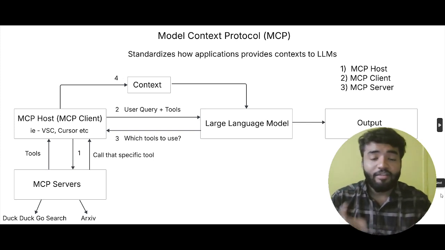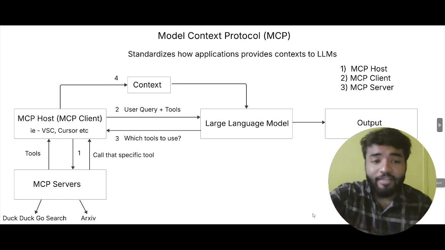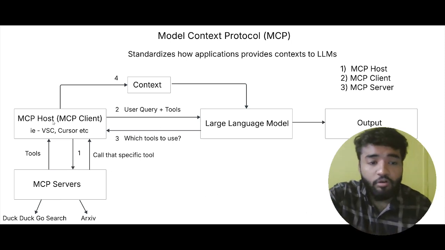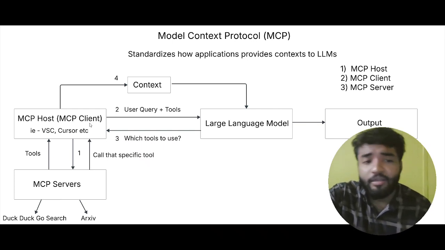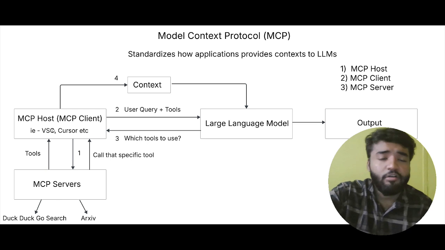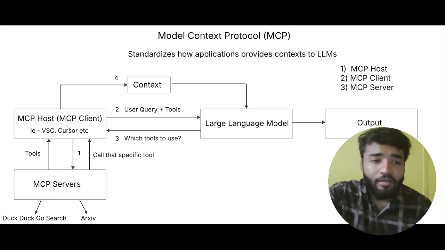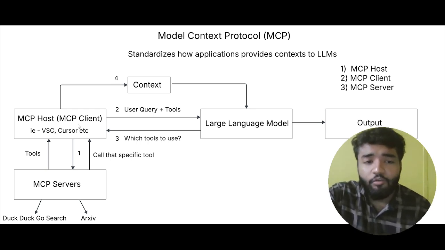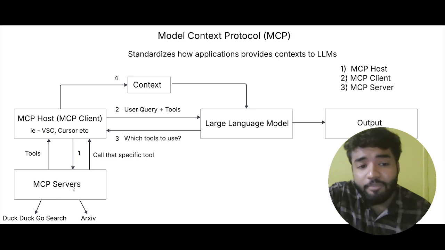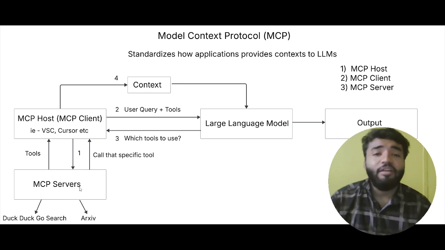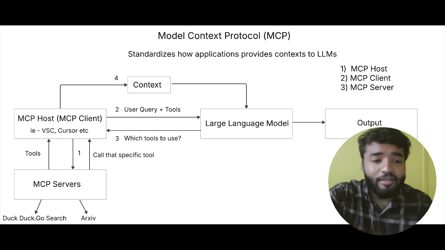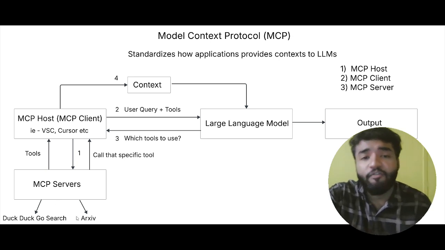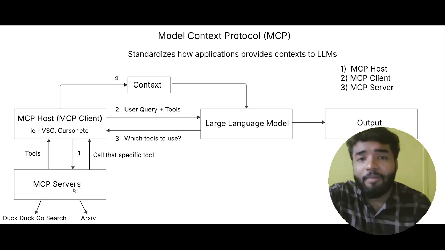If you look at this flowchart that I have, the initial thing is this MCP host. This MCP host is connected with this MCP client only. You can assume this host as VS Code or Cursor or any other IDE. After this MCP client is invoked, it will connect to the MCP server. This MCP server is tied up with our tools and services. I gave an example here: DuckDuckGo search and Arxiv. These are the different types of tools that are available in the market.